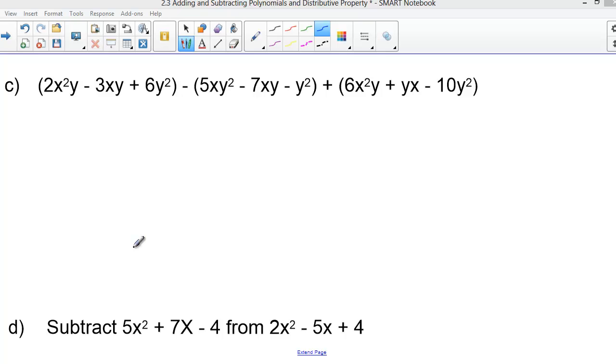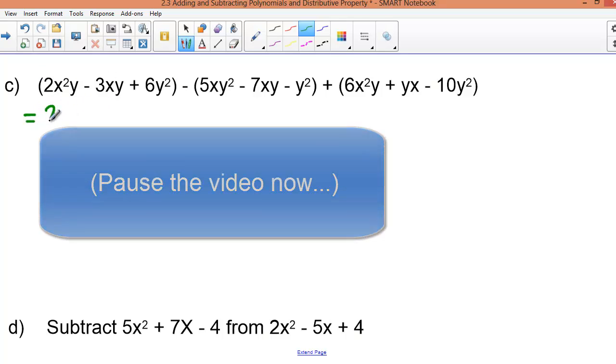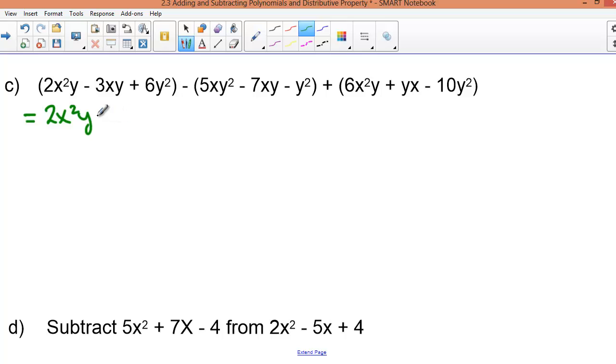So here's another example, example C, where we're going to have to do some subtraction of some stuff and addition of some stuff. I'll get you started, and then maybe you can pause the video when I tell you to. With the first set of brackets, again, we're not doing an operation with any of that stuff, so it basically winds up being 2x squared y minus 3xy plus 6y squared.